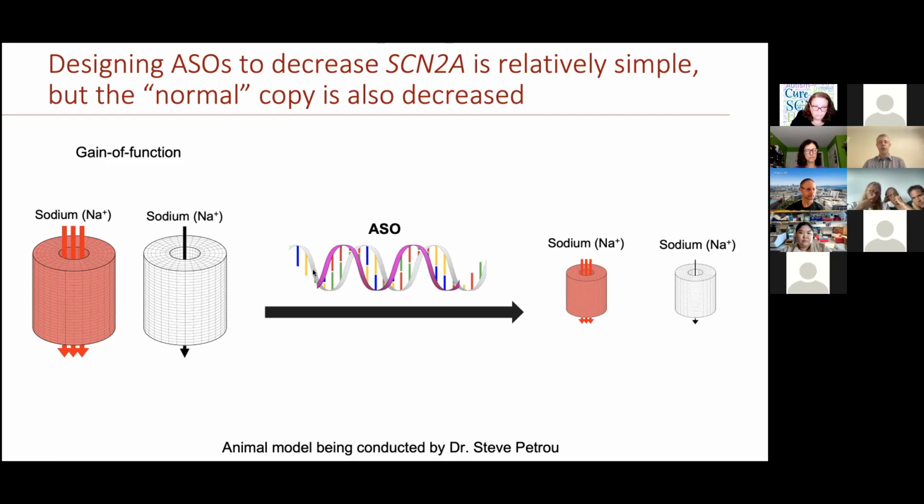The ASO would decrease SCN2A, leading to this pattern on the right where both copies have been decreased. Now, this captures the challenge with this: you're not reverting it to the completely normal state. You're just damping down the abnormal state. So there's probably a ceiling on how much effect this can have.